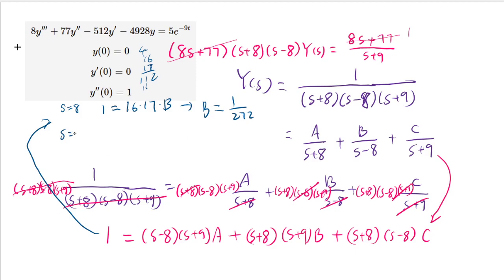And do the same thing for s equals negative 8 this time, because then this will go away. Negative 8 plus 8 is 0, so 0 times anything is 0. So these terms will go away, and you get 1 equals negative 16 times 1 times a, so that a would be negative 1 over 16. And then finally, you can plug in s equals negative 9 on both sides. So this will go away, this will go away, and the only thing that survives is this one. It's negative 1 times negative 17, so it will be just 17 times c, so that c is equal to 1 over 17.